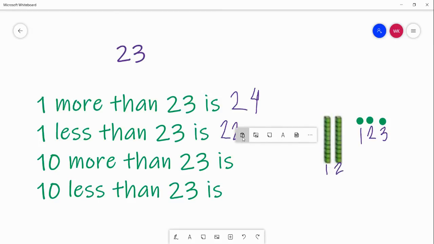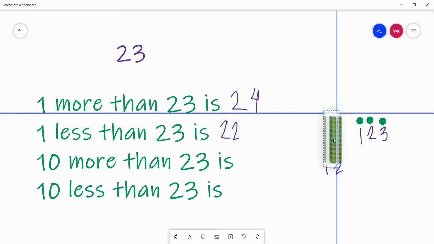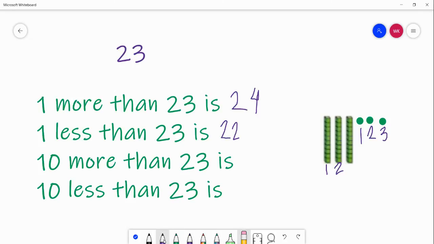So I'm going to go ahead and put one more tens rod in here because we're trying to figure out what 10 more than 23 is. I'm going to write we have 3 tens now. So now we have 1, 2, 3 tens, and then we have 1, 2, 3 ones. So 3 tens and 3 ones is 33. So 10 more than 23 is 33.